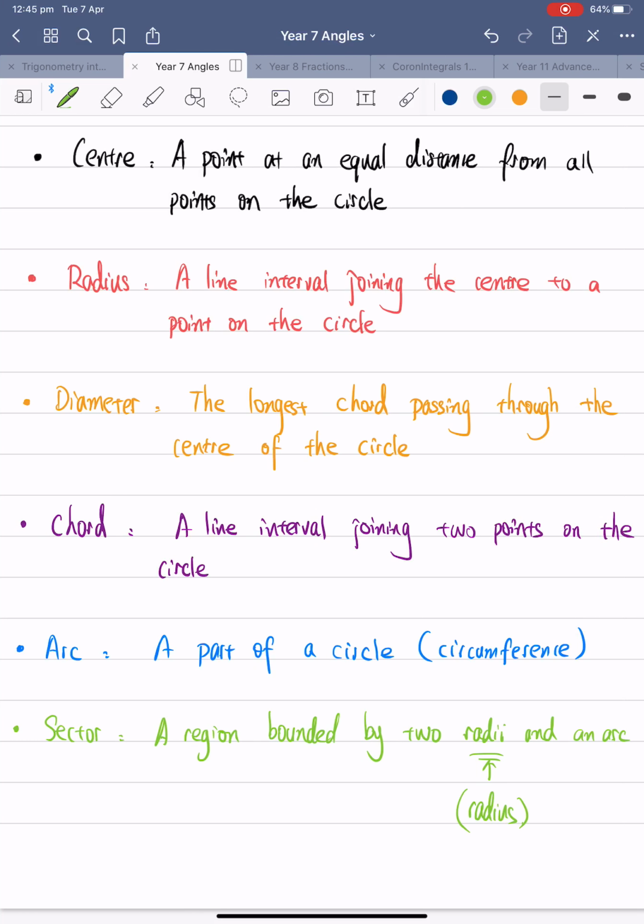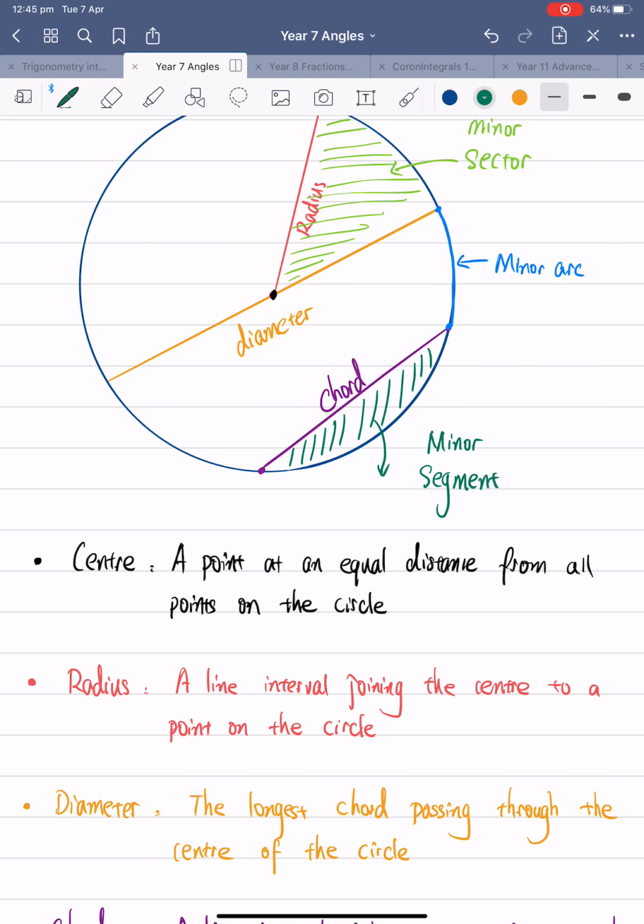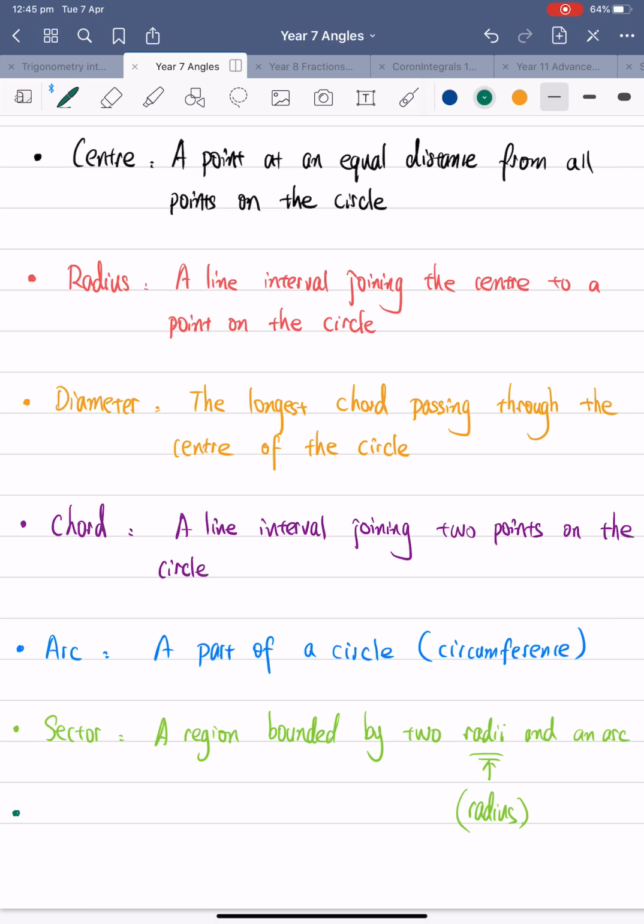Okay. So the last one is a segment. What is a segment? A segment is just a region bounded by a chord and an arc. All right, so all you need to do is understand those definitions about the features of a circle. Now, there's one more feature I'd like to talk about before we finish the lesson today.